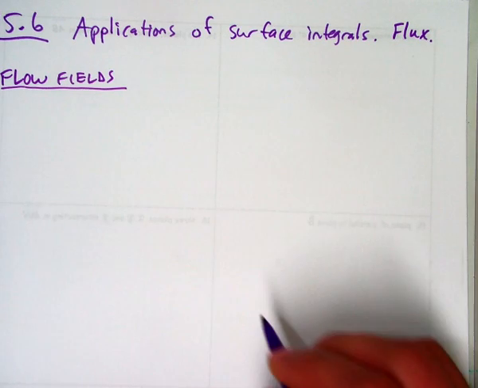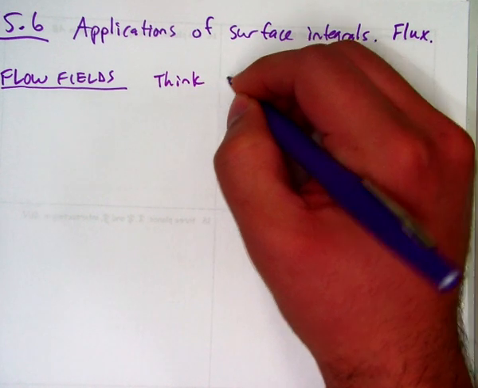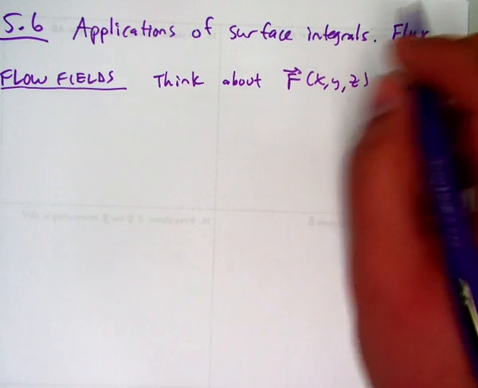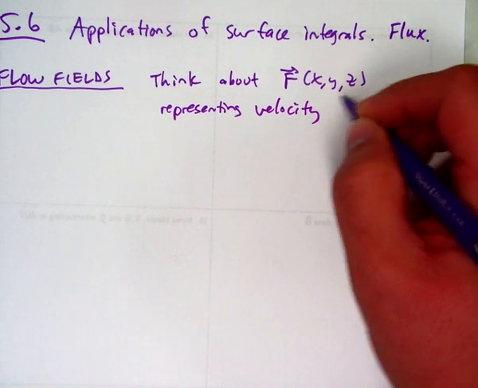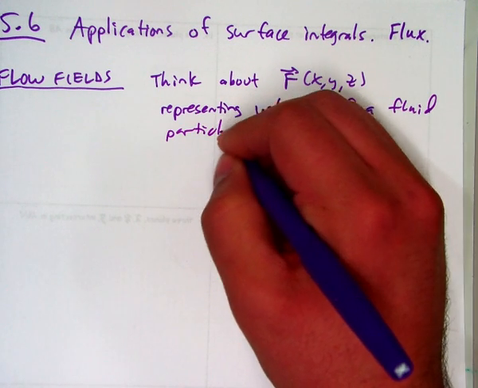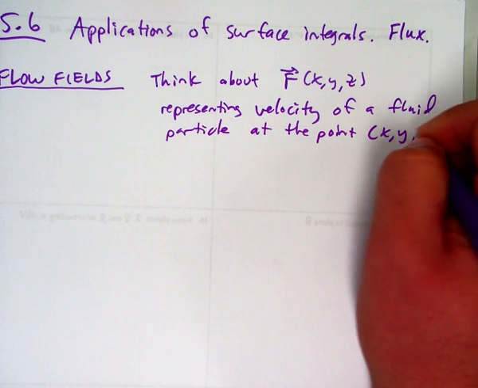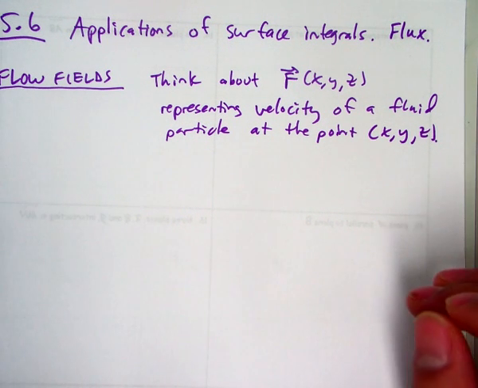Okay, so first let's talk about flow fields, okay? So we're going to think about the vector field F of x, y, z, representing velocity of a fluid particle at the point x, y, z. Okay, so for our force vectors, just to help with the interpretation, think of the vector field, all the vectors are just velocity vectors. Okay, so it tells us the velocity of a particle that's moving along the vector field. Okay?